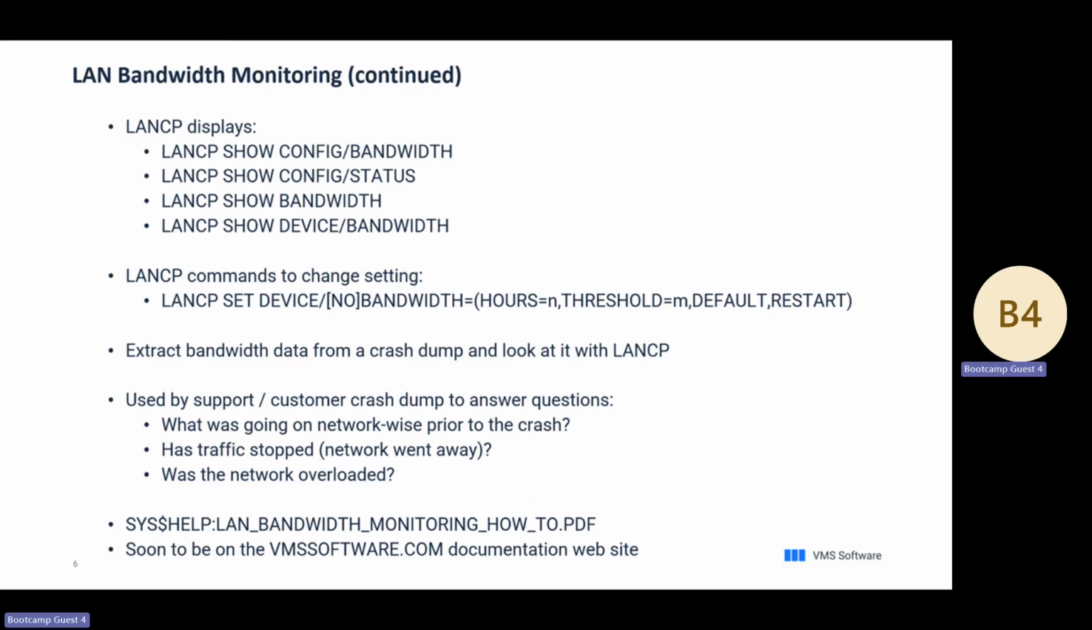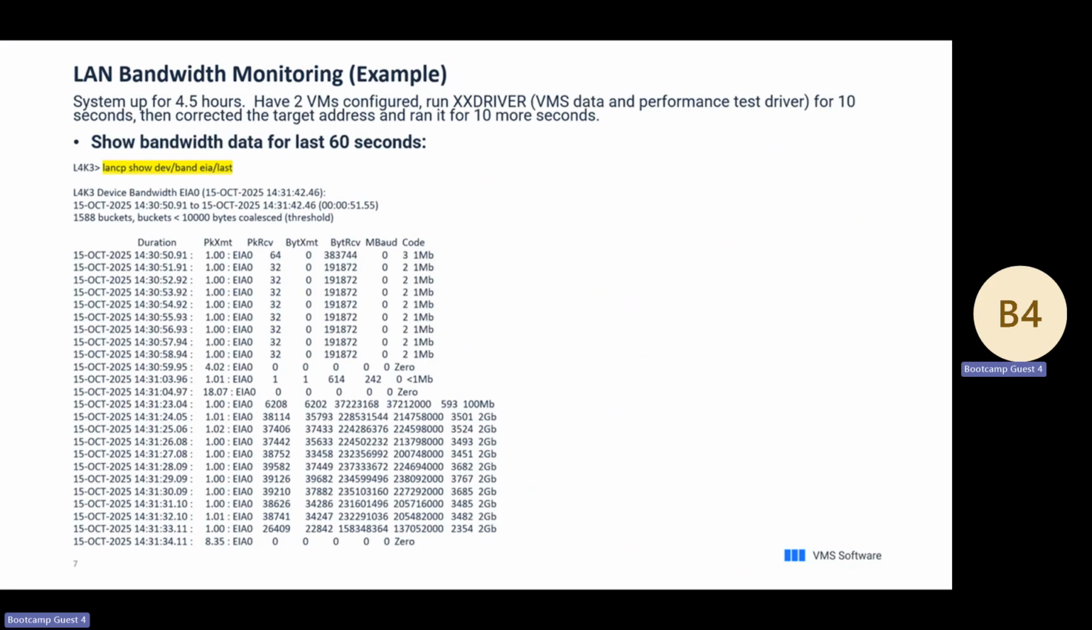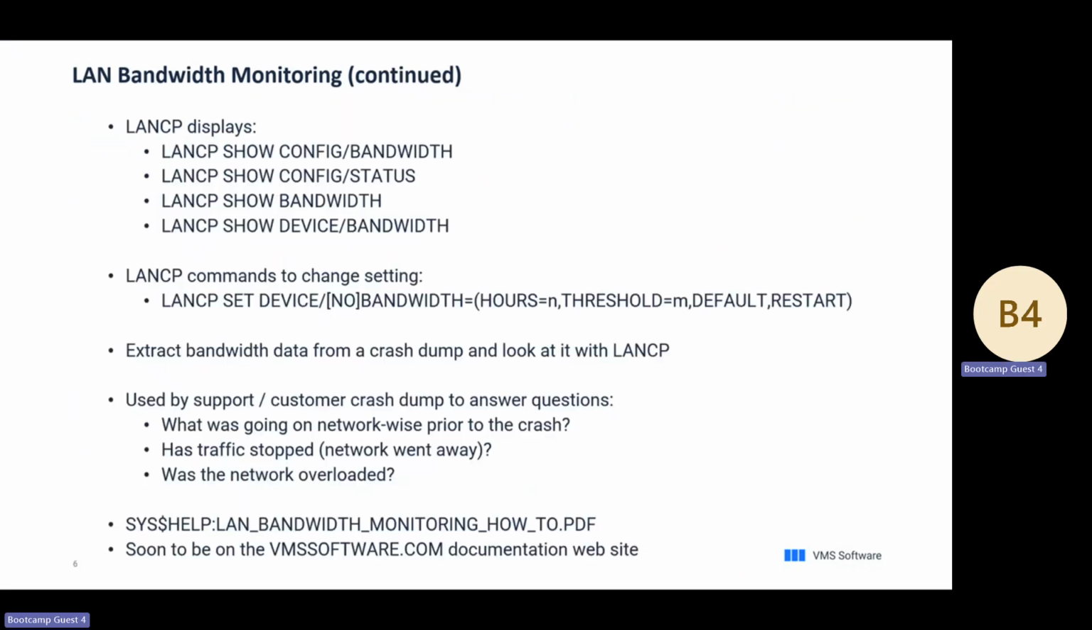To change the settings, you have a LANCP set command. So set device, and there's how you would turn it off, /no bandwidth to turn it off. And then you specify the number of hours and the threshold value. And you can also specify default, and that sets everything back to the default settings. And you can say restart to restart the bandwidth monitoring.